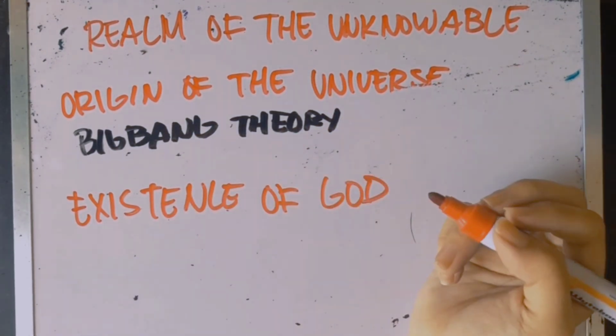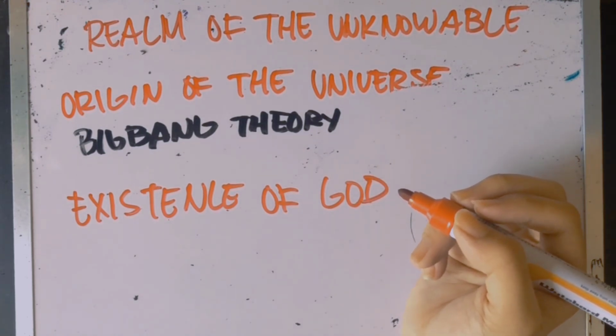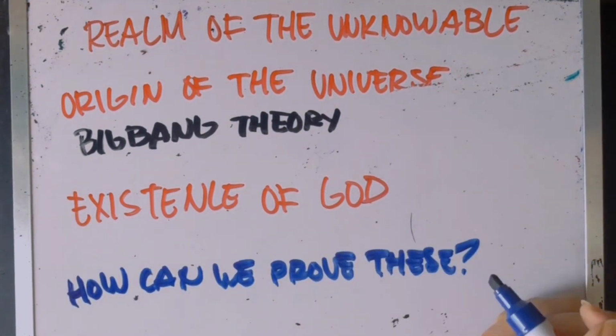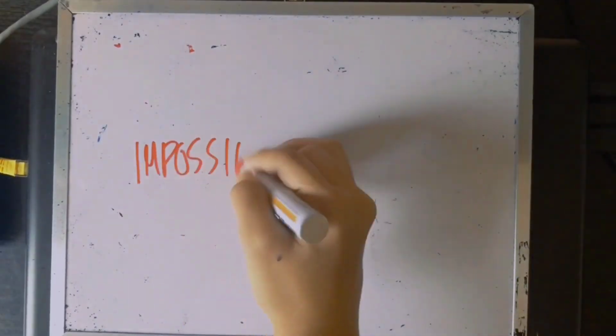To definitely know for sure, we need all of the data, but most of it is lost in the ever-expanding universe. The next one is the existence of God. We cannot prove this empirically. That is why it is classified as unknowable.